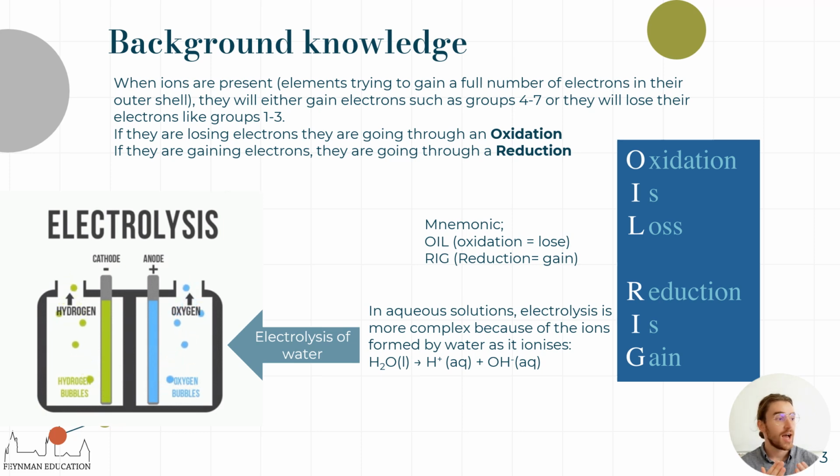So OIL, oxidation is loss. If a metal has to lose its electrons and become a positively charged ion, it is being oxidized. If something is gaining electrons, it is going through reduction, because reduction is gain of electrons. It becomes an anion, it becomes negatively charged. So OIL RIG: oxidation is loss, reduction is gain.